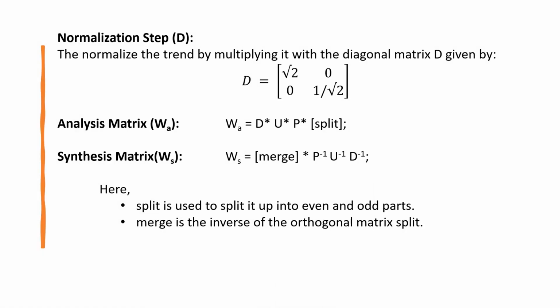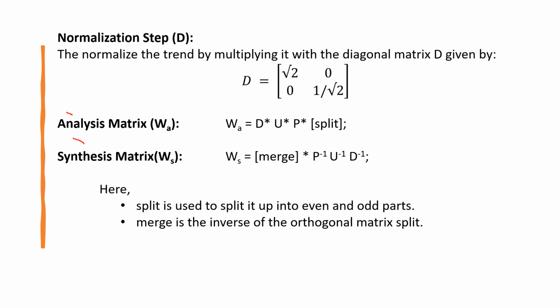The last step is known as the normalization part. Here, in the normalization step, we are going to normalize the trend by simply multiplying it with a diagonal matrix given by D. And as mentioned before, we are going to have two matrices. The first one is the analysis matrix, and then we are going to have a synthesis matrix. In the analysis matrix, W is given by D into U into P into split, and the synthesis matrix is given by merge into P inverse into U inverse into D inverse. Simply, you can say synthesis is an inverse of analysis.